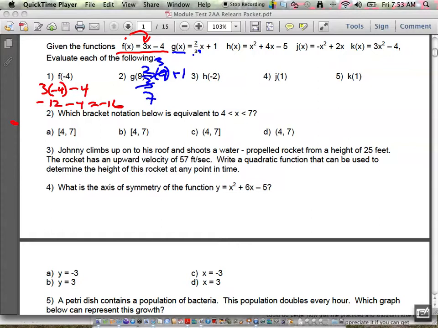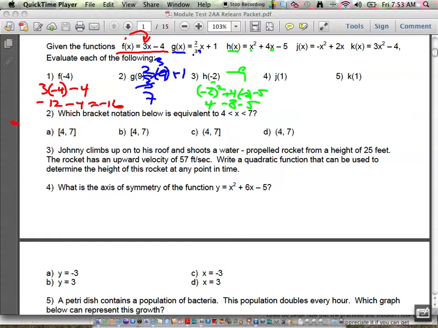Now, h of negative 2. This is one that does cause kids some problems still. Look what this says over here. It says the output is the input squared plus 4 times the input minus 5. So if the input is negative 2, I got to square negative 2. That means I'm going to square the whole thing, so I put it in parentheses. Plus 4 times negative 2. Look, I put that one in parentheses. Minus 5. So this is 4, negative 8, negative 5. That's negative 13 and 4, which is negative 9.